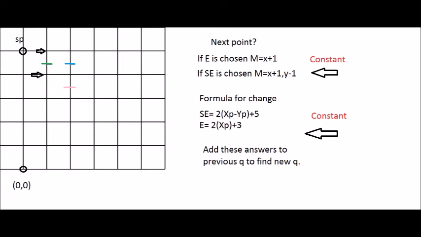And the same thing goes for the east point. The change formula will be 2x previous plus 3. So simply put, you're adding the change to the previous Q to find out the new Q. And then you're doing all this while doing the midpoint equation for every single one.